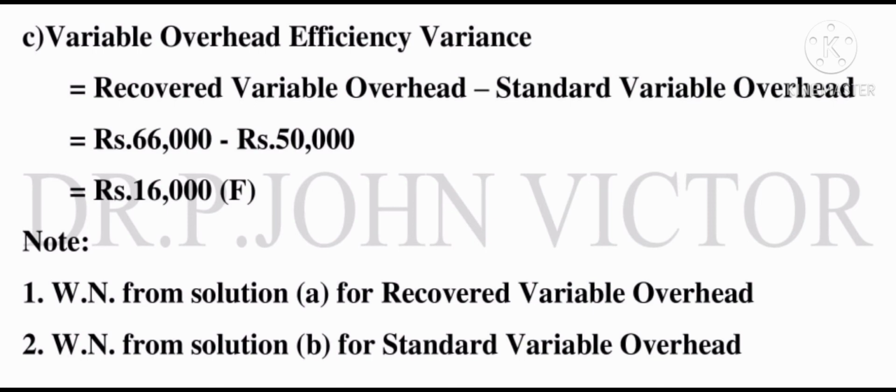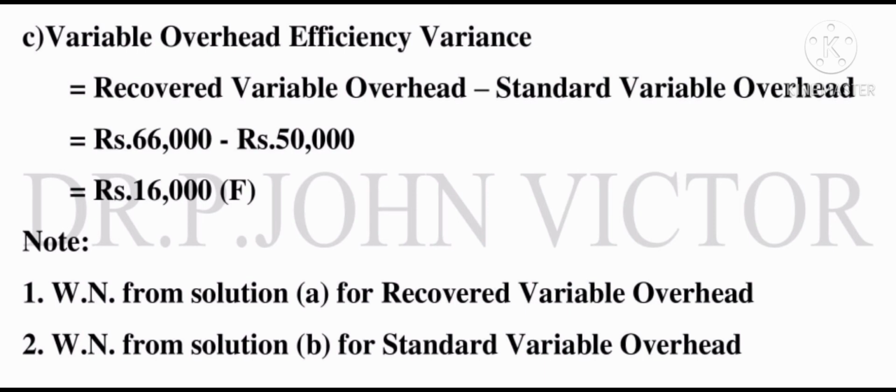Accordingly, recovered variable overhead is 66,000 minus standard variable overhead rupees 50,000. How do we get these? See the working notes below. The first working note, from solution A, is for recovered variable overhead, so from A we have taken the 66,000. The second working note, from solution B, is for standard variable overhead, so from the second working note we have taken the value. That is given as a note.